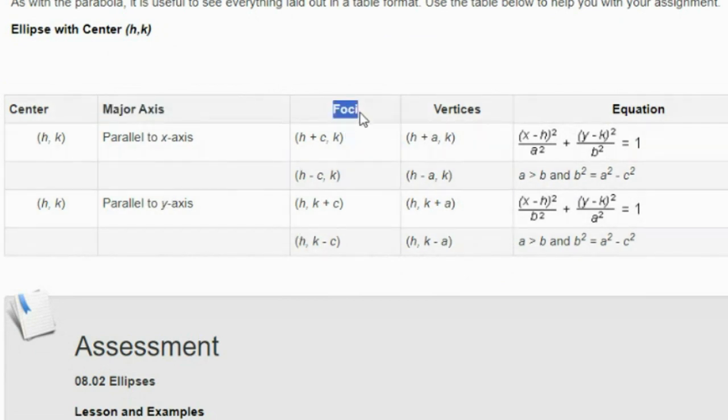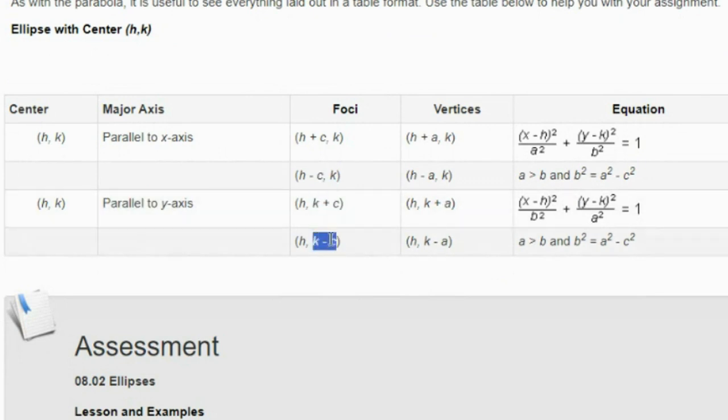You can find the foci by taking h, because you know what the center is, and adding c to it, and that's where one focus point is. And the other focus point is at h minus c, right? Because from the center, the focal point would be adding the distance of c and subtracting the distance of c. For a vertical one, when it's up and down, you add and subtract from the k instead of the h.